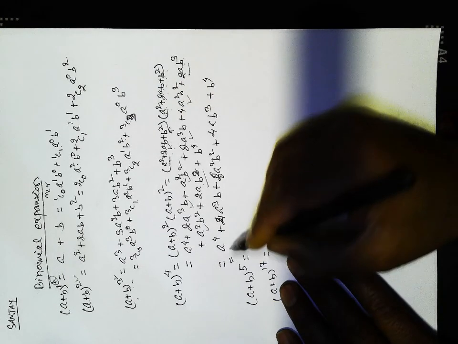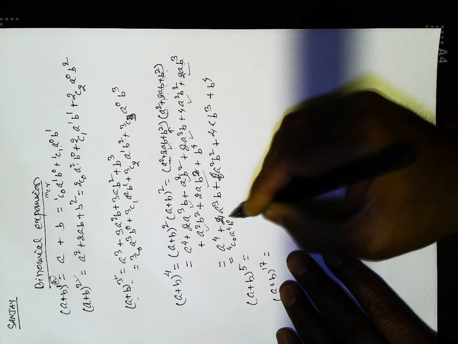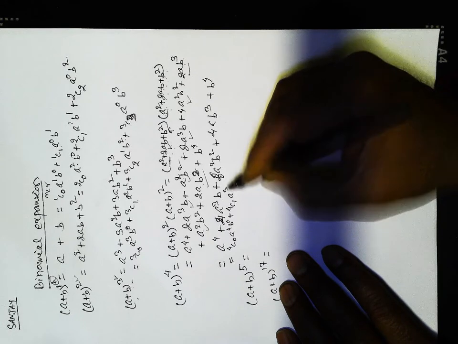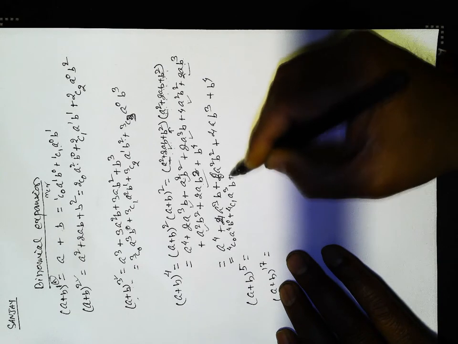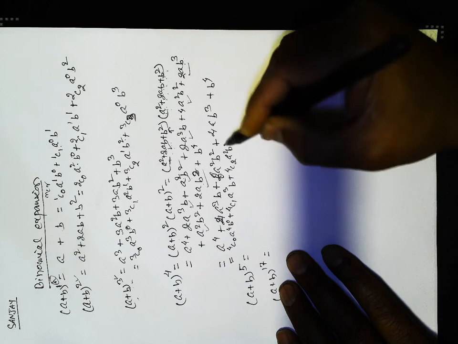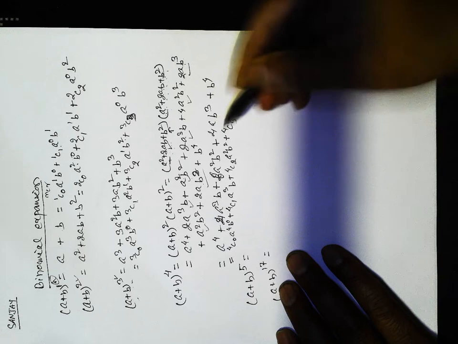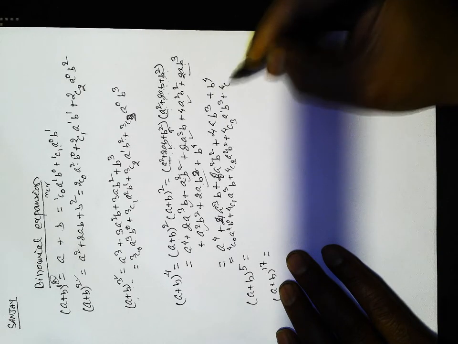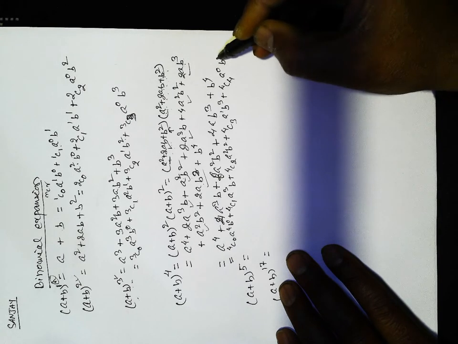Similarly, you can write here 4c naught a to the power 4 b to the power 0 plus 4c1 a cube b plus 4c2, because 4c2 is 6, so you can write this is a square b square, and 4c3 is 4 itself, you can check it in calculator, and this is a, and this is b cube, and finally it is 4c4 a to the power 0 and b to the power 4.